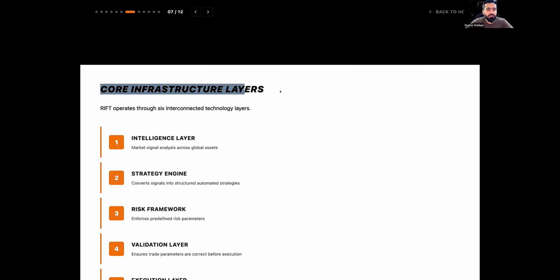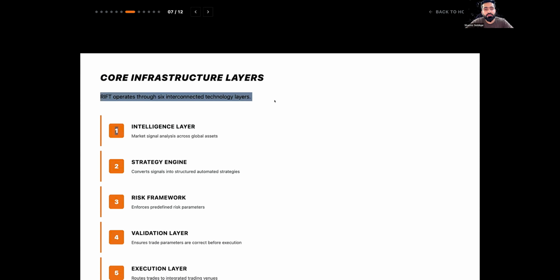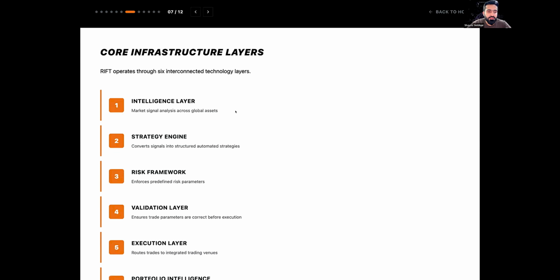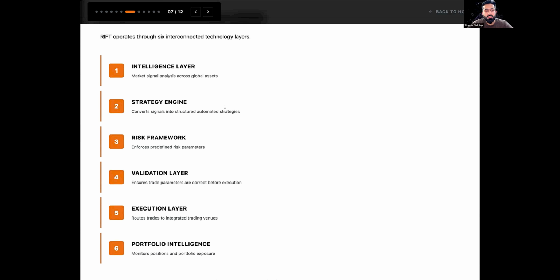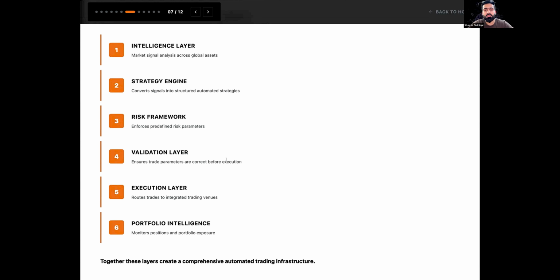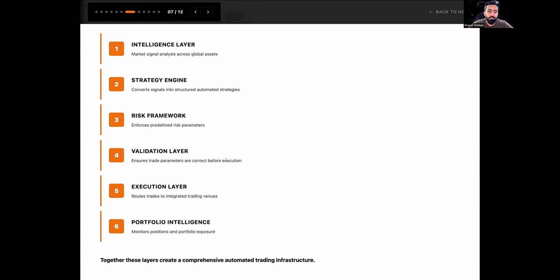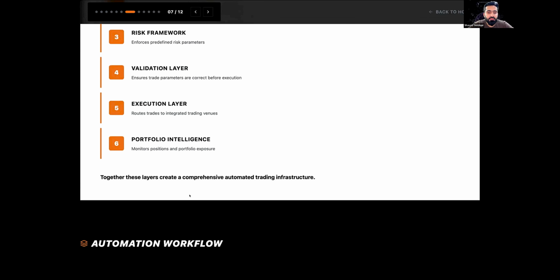Then coming back to the core infrastructure layers of Rift, it operates through six interconnected technology layers on which it is built: intelligence layer, strategy layer, risk framework, validation layer, execution layer, then portfolio intelligence layer, on which it manages and monitors the portfolio exposure for which you have executed trades. This is the manual human part of Rift. Together, these layers create a comprehensive automated trading infrastructure.